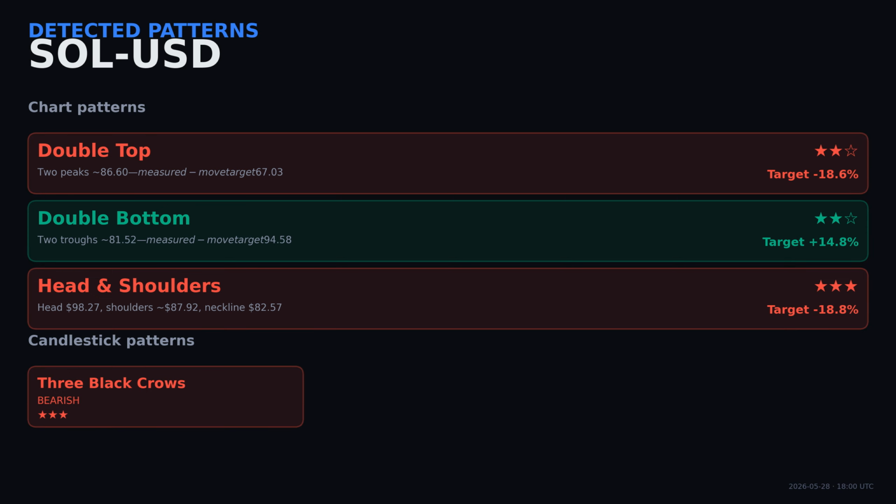Now this is the fun part. The pattern detector picked up 3 chart patterns on the daily: double top, double bottom, and head and shoulders. I'm going to walk you through each one in the next slides and show you exactly where they formed on the price action. Pay attention to the labeled points. Those are the swings that confirm the pattern is real.